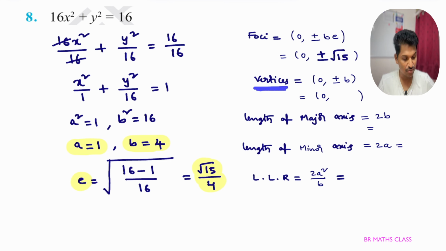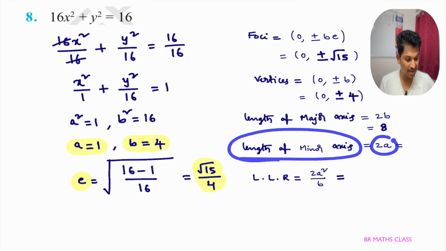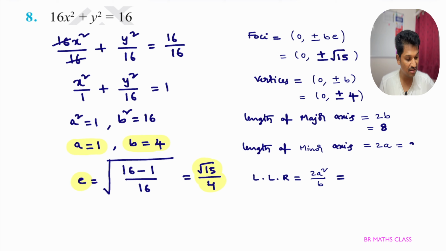Now vertices. Vertices are the ends of the major axis. As it is the second type of ellipse, vertices are 0 comma plus or minus b. What is b here? B is 4. So 0 comma plus or minus 4. Next, length of major axis. Length of major axis is 2b. 2 into 4 is 8. Next is the length of minor axis. The minor axis formula is 2a. As a is 1, 2 into 1 is 2.